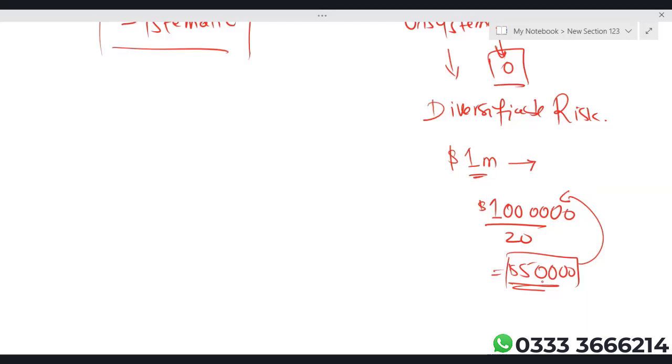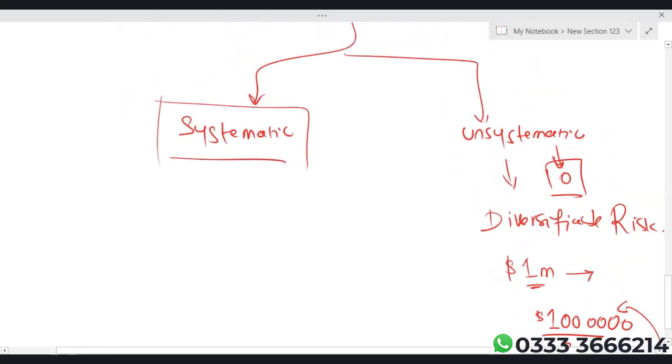This is how you diversify your investment, how you diversify your risk. And if you have a well-diversified portfolio of investment, which we assume, that is why we say you do not have any unsystematic risk. Now we are left with systematic risk. This is not a diversifiable risk. We cannot diversify this risk. Actually, you have to face this risk.